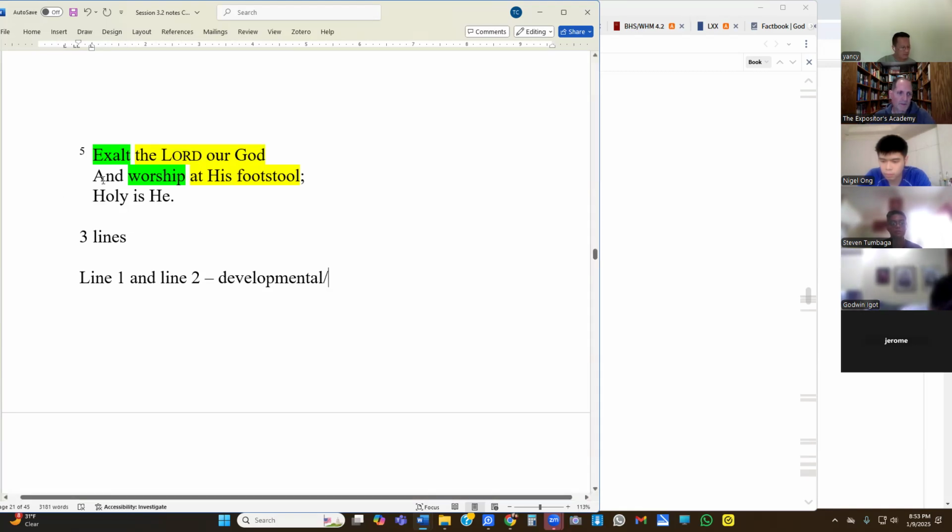What's the second line doing? It's not saying the exact same thing. Is it expanding? Is it illustrating? Or is it giving a reason or result? A result. Okay, would worship at his footstool be a result of exalting him?